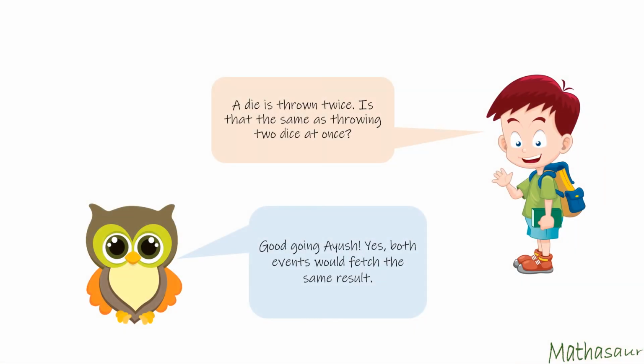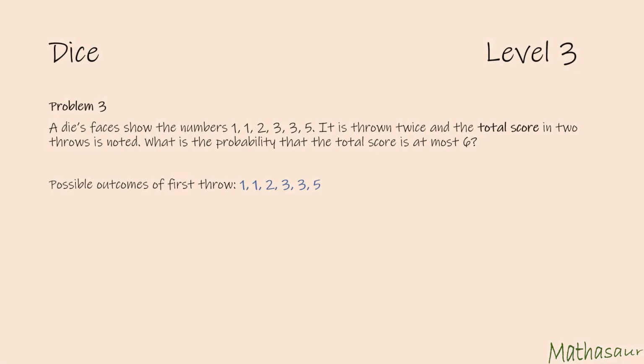A die is thrown twice. Is that the same as throwing 2 dice at once? Good going, Ayush. Yes, both events would fetch the same result. Now let us look at the possible outcomes of first throw. They would be 1, 1, 2, 3, 3 or 5.